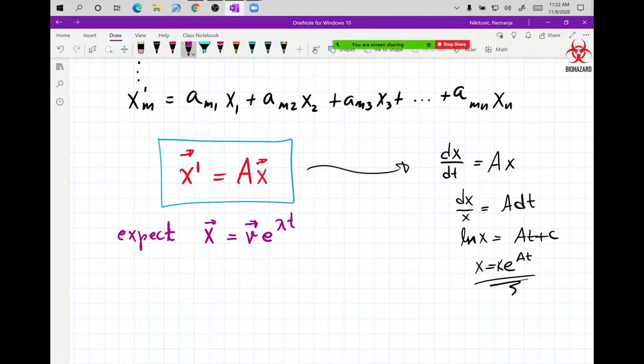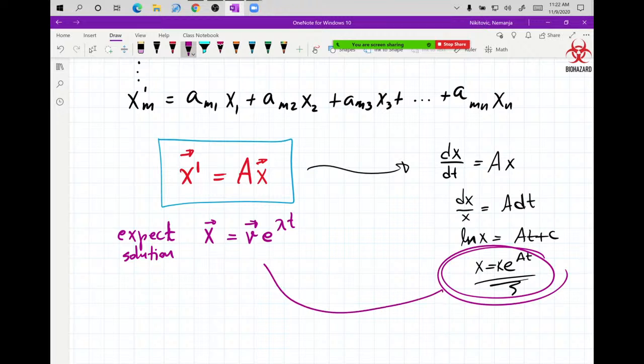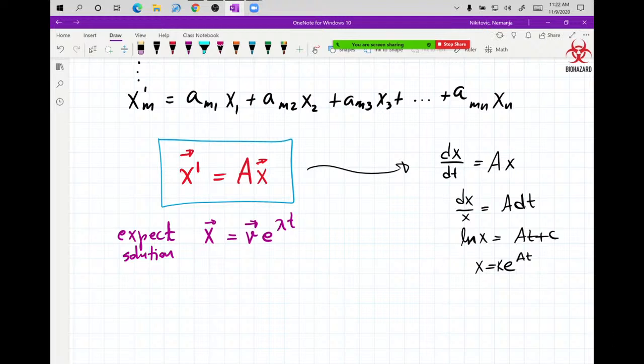So we expect a solution of this form because the 1-by-1 case that we studied in lecture 1 gave us that form of the solution. So this form definitely belongs in here if your vector v has only one variable and lambda is equal to this a, then that's the solution, and it belongs in this kind of form.